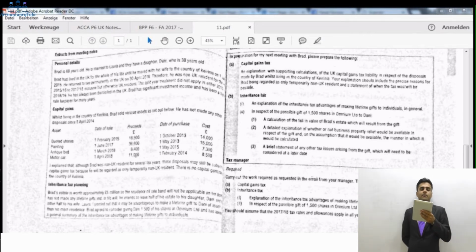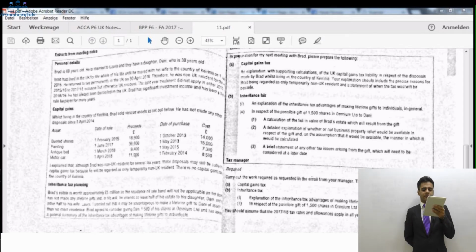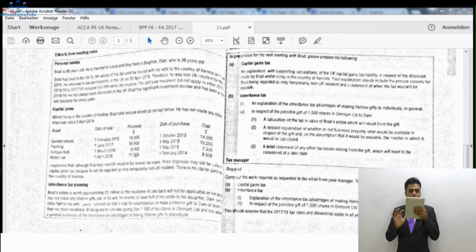So question number 11, Brad, examined in June 2013. In the requirement section it says carry out the work required as requested in the email from your manager. It is a 25 mark question. We'll only be doing the capital gains tax. It says capital gains tax, 8 marks, and inheritance tax we won't be doing for now. Just above that, it's the email from your manager.